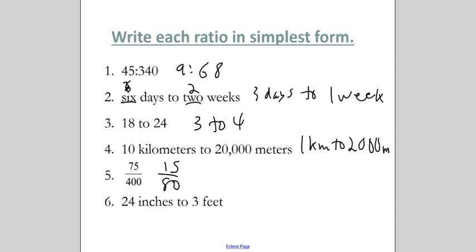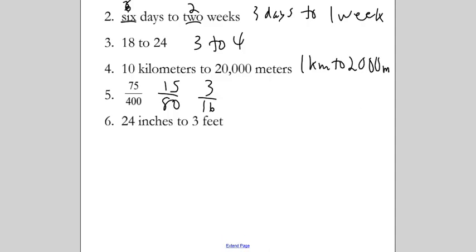Oh wait though, 5 goes into both of those. And if you think about it, 25 goes into 75 and 400 if you thought about that right away. If not, no big deal. So divide by 5 again, and we get 3. And 80 divided by 5 is 16. And that's it. And 24 inches to 3 feet. Well, divide by 3. So 8 inches to 1 foot. And those are all simplified.